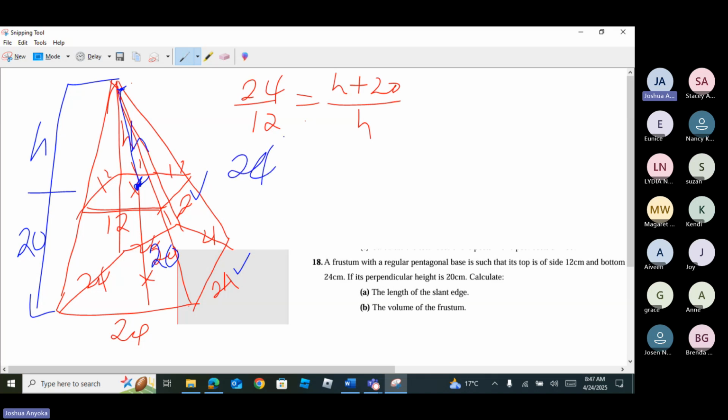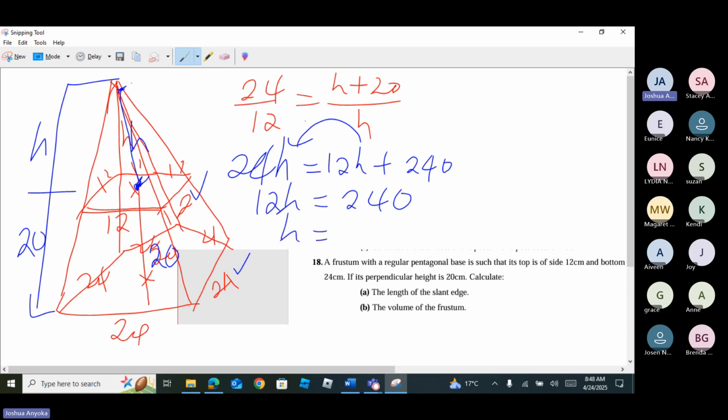So cross multiply: 24h is equal to 12h plus 240. Taking this one to this side, 12h is equal to 240, which is 20 times 12. So h is equal to 10, and so the capital H is equal to 30. That's what we can see.